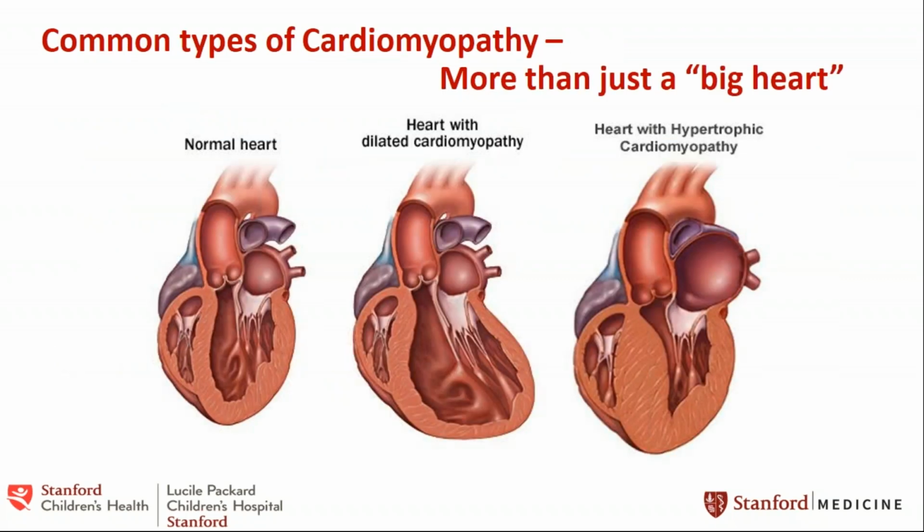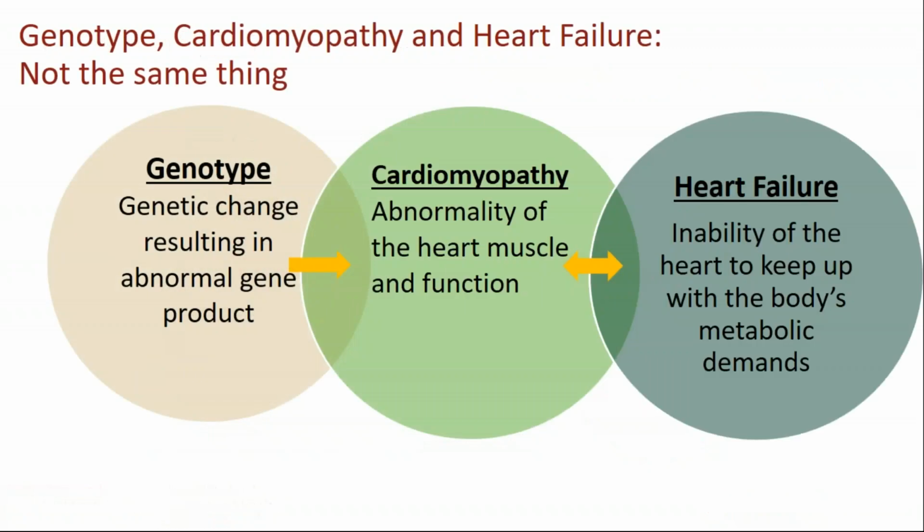So as I'm sure all of you know, cardiomyopathy is more than just having a big heart, right? Because the heart can be dilated or it could be abnormally thickened. Really, cardiomyopathy is just a general term for heart muscle abnormality, and there are many, many different types, as you all know. I could fill up many hours talking about the specifics of each one, but I'll talk mainly about updates related to dilated and hypertrophic cardiomyopathy, the most common.